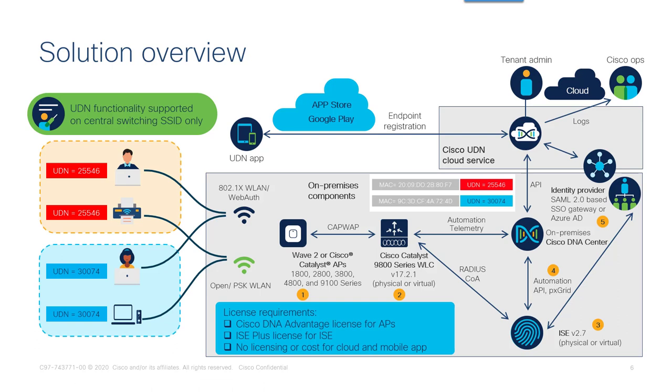Now let us look at the components that enable the solution. So you need Cisco's Catalyst 9100 access points or Wave 2 access points, Cisco's 9800 wireless LAN controller, ISE, DNA Center, and finally you also need a SAML or Azure SSO gateway. All of these on-prem components are securely connected using DNA Center to a cloud service which enables the off-prem registration using the mobile app. This mobile app is available both for Android devices and Apple iOS devices.